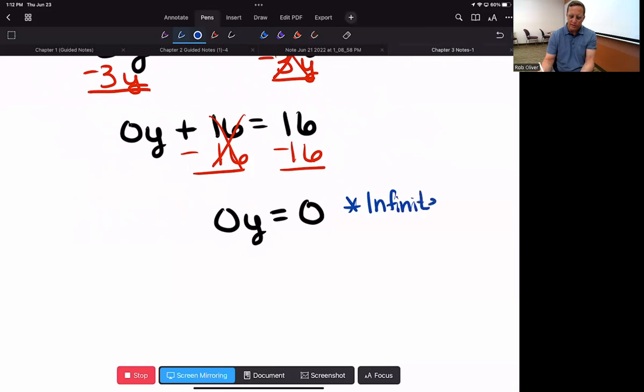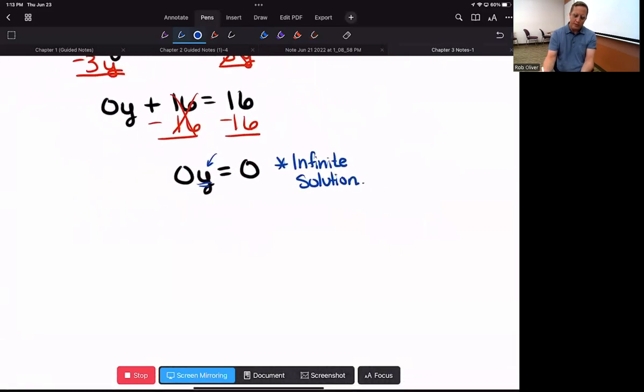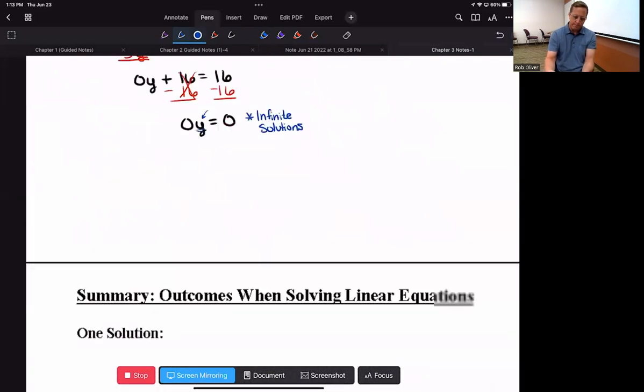The number of solutions to this is unlimited, because any number multiplied by 0 is always going to be 0. So it doesn't matter what y is. y could be absolutely anything. It can be 2, it could be 3, it could be 4, it could be 5. It could be negative, it could be pi, it could be an irrational number like square root of 5. It could be anything. So that has infinite solutions, plural.